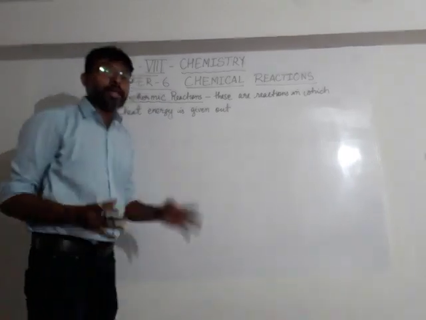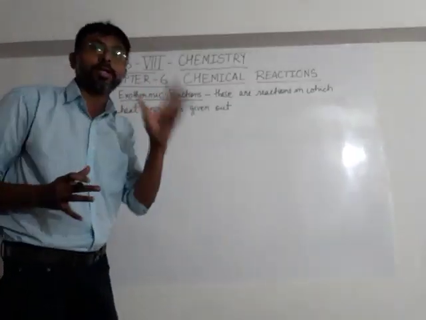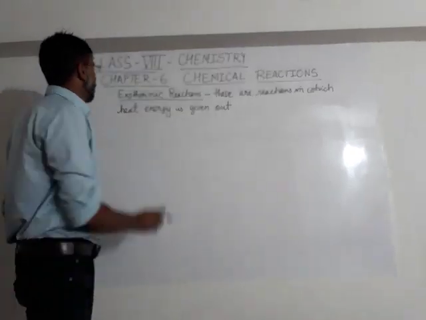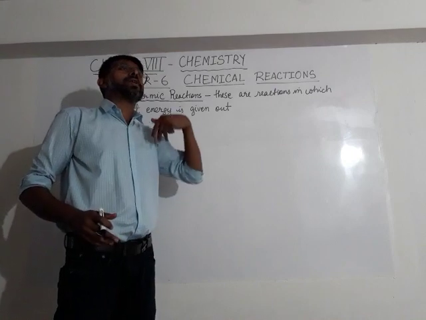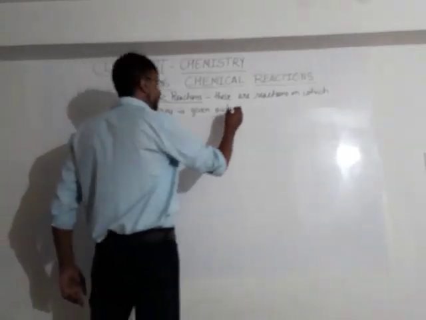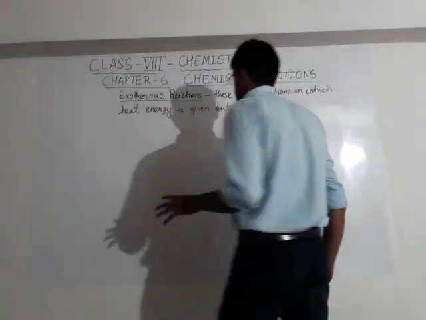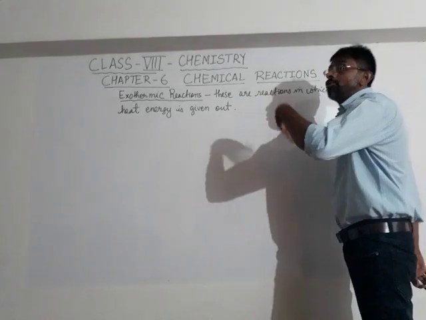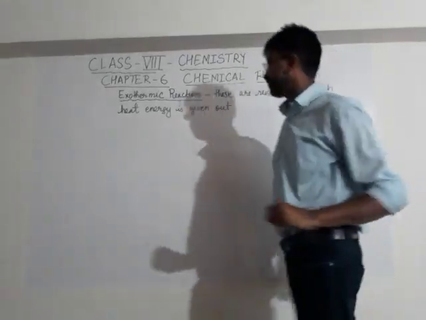That means when the reactants react with each other, then some form of energy is given out. That is why we say heat energy is given out. Some reactions are there where light energy comes out. So it depends on what type of energy is being given out. So any chemical reaction which proceeds by the evolution of heat energy is called an exothermic reaction.